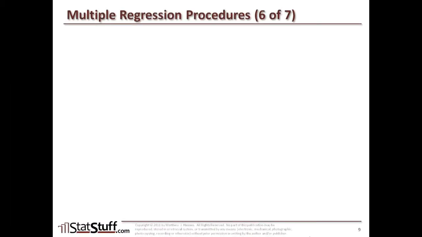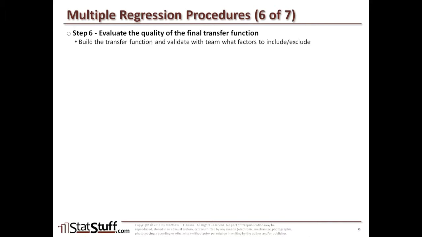Now in step 6, we'll evaluate the quality of the transfer function. Alright, so now in step 6, we're going to evaluate the quality of the final transfer function we're trying to build. So we're going to try to build the transfer function and validate those factors with our team of what we're going to include or exclude.